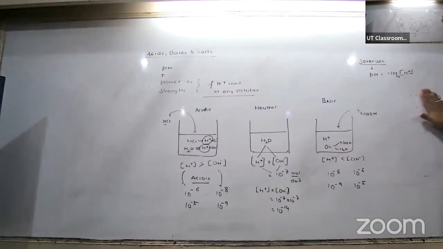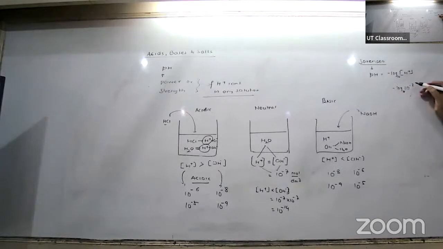Okay, just to make you understand. So if you multiply the H plus ion with negative log to the base 10, you will get a simple number, just see this. Okay, what is the value of H plus ion? 10 raised to minus 7, right? Okay, now this is negative log of it to the base 10.